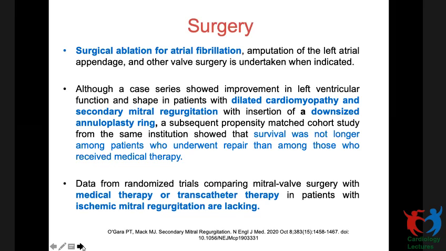And although many case series showed improvement in left ventricular function and shape in patients with dilated cardiomyopathy and secondary mitral regurgitation with insertion of a downsized annuloplasty ring, a subsequent propensity-matched cohort study from the same institution showed that survival was not longer among patients who underwent repair than among those who received medical therapy alone. Data from randomized trials comparing mitral surgery with medical therapy or transcatheter therapy in patients with ischemic mitral regurgitation are lacking.